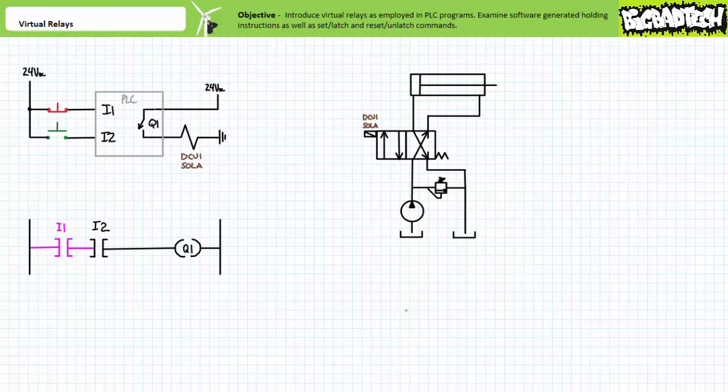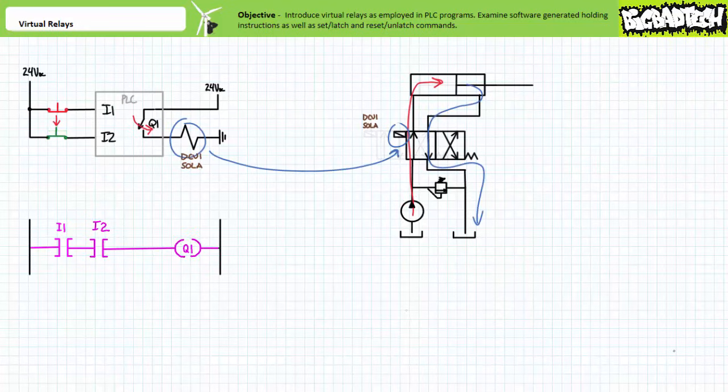In the deactivated state, the make instruction examining I1 permits logical continuity onto I2. However, the make instruction examining I2 does not permit logical continuity onto the output. Output Q1 is deenergized and the spring offset valve remains in the cross-connect position and the cylinder remains retracted. When an operator presses the green push button, the make instruction examining I1 permits logical continuity onto I2, and the make instruction examining I2 permits logical continuity onto the output. Output Q1 is energized and the solenoid-operated valve shifts into the straight-through position and the cylinder extends.